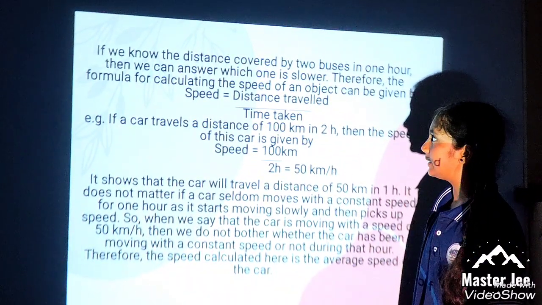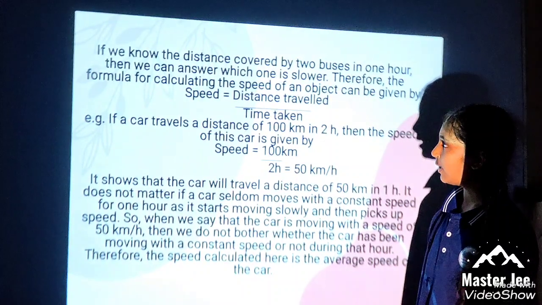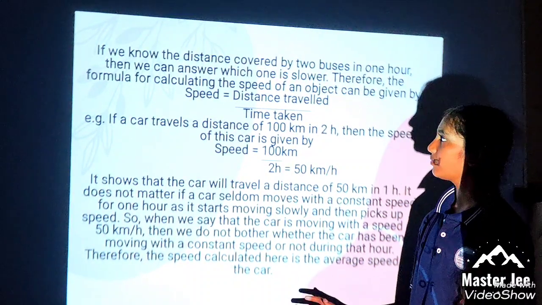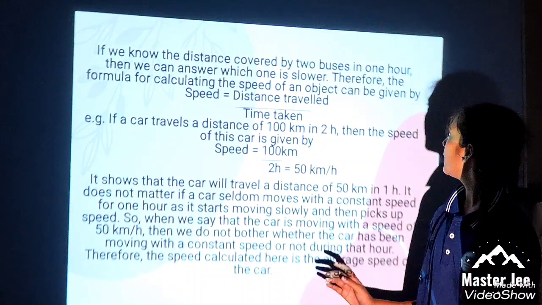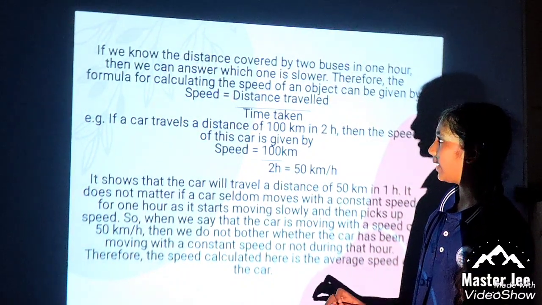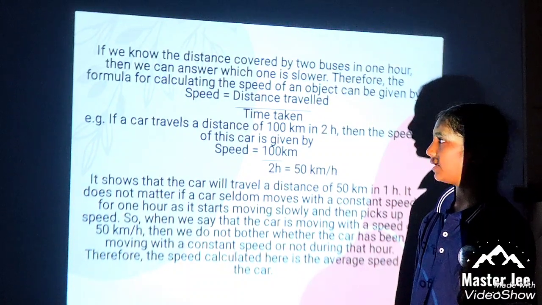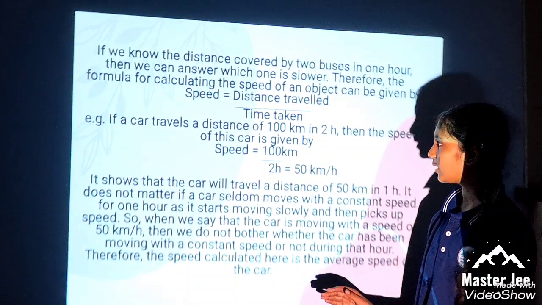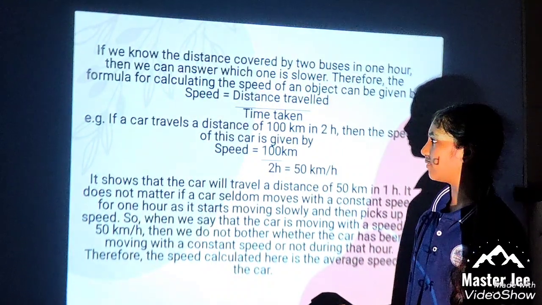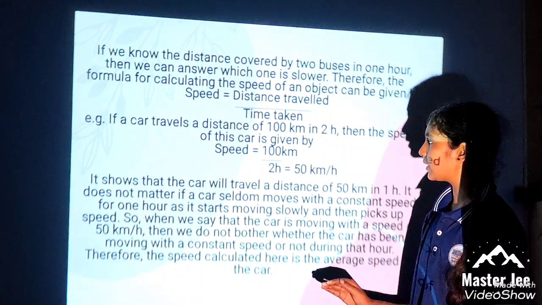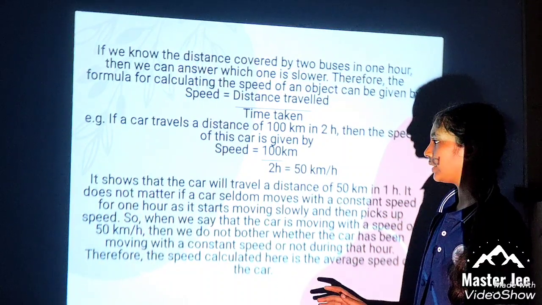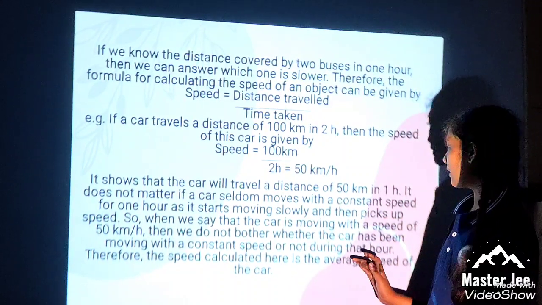If we know the distance covered by 2 buses in 1 hour, then we can answer which one is slower. Therefore, the formula for calculating the speed of an object is speed equals distance traveled divided by time taken. Example, if a car travels a distance of 100 km in 2 hours, then the speed of the car is given by 100 km divided by 2 hours, which is 50 km per hour. It shows that the car will travel a distance of 50 km in 1 hour.